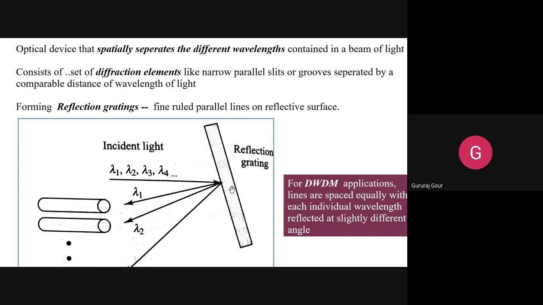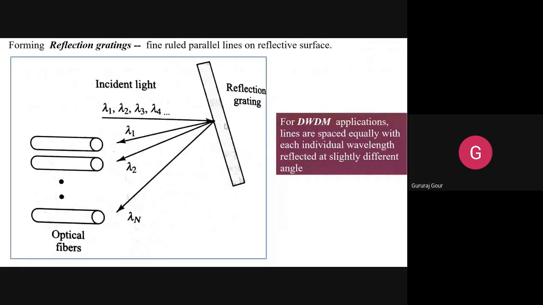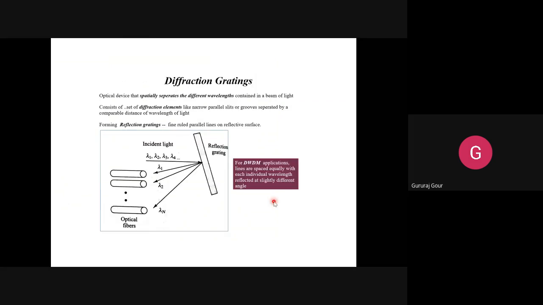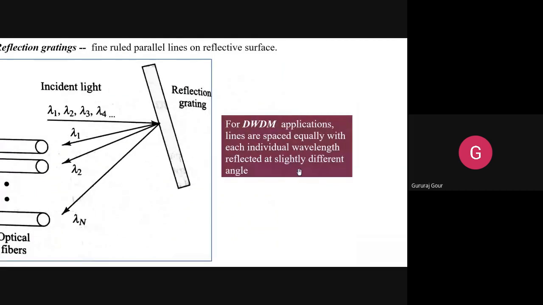Okay. So automatically we are getting demultiplexing or distribution of these wavelengths. The multiplexed signal lambda 1 plus lambda 2 plus lambda 3 will be separated and sent to different optical fibers that are tuned to receive these separate wavelengths. So it finds applications in DWDM, where the lines are spaced equally with each individual wavelength reflected at a slightly different angle.